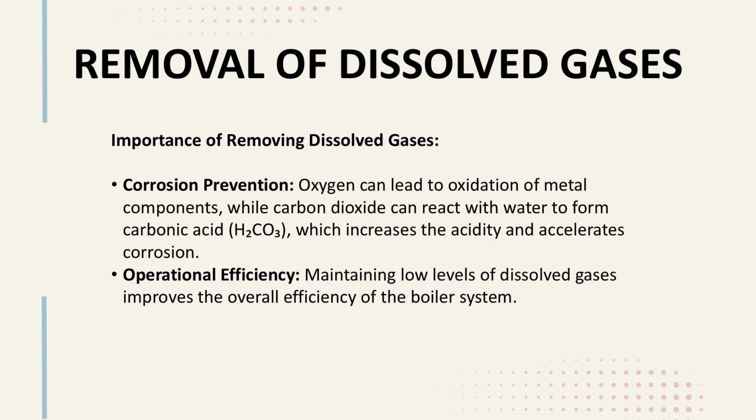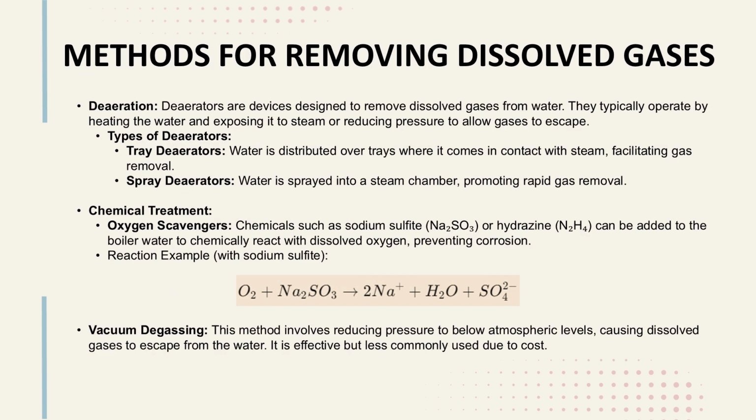Dissolved gases, such as oxygen and carbon dioxide, must be removed from boiler feed water to prevent corrosion. The presence of oxygen leads to oxidation of boiler metals, while carbon dioxide reacts with water to form carbonic acid, H2CO3, increasing the acidity and accelerating corrosion. Several methods are used for removing dissolved gases.